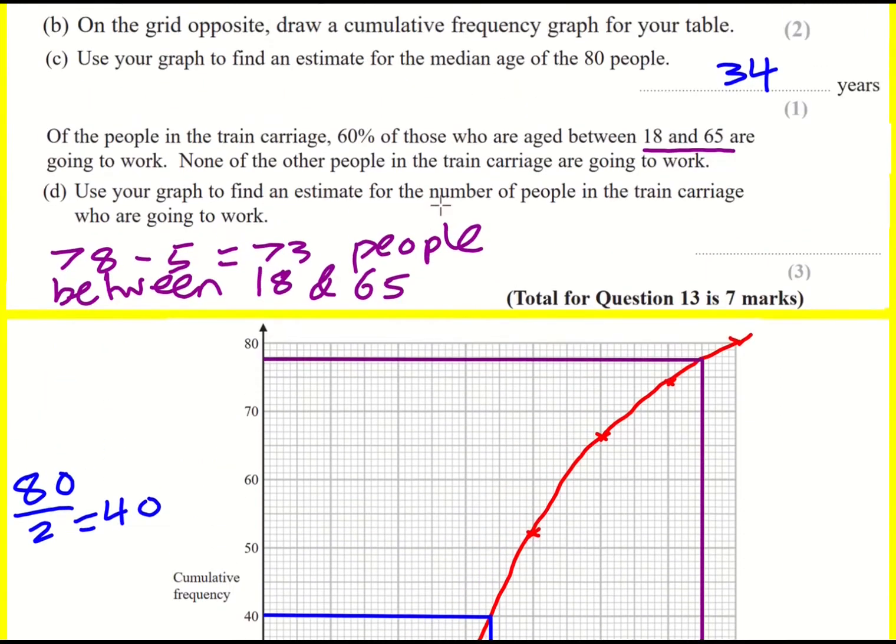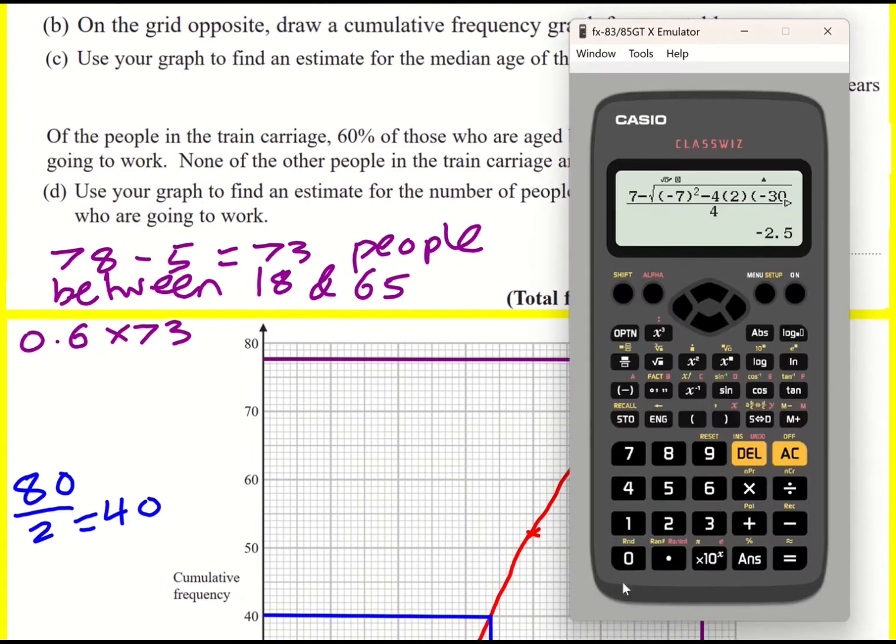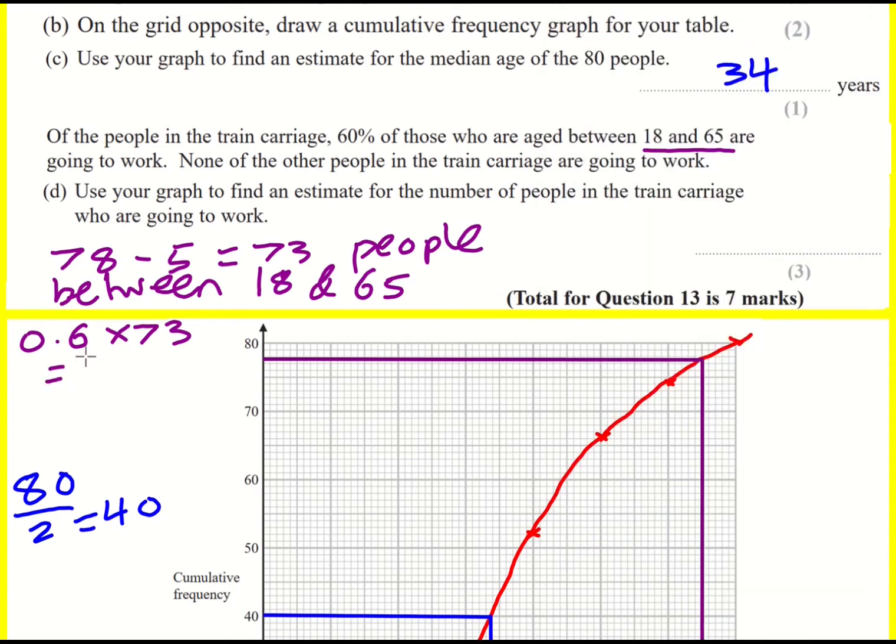60% of those are going to work. So I just need to do 60% or 0.6 times 73, which gives me 43.8. So I can remember this is an estimate. So about 44 people would be my estimate.